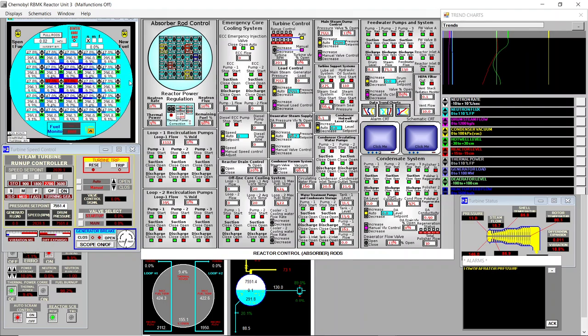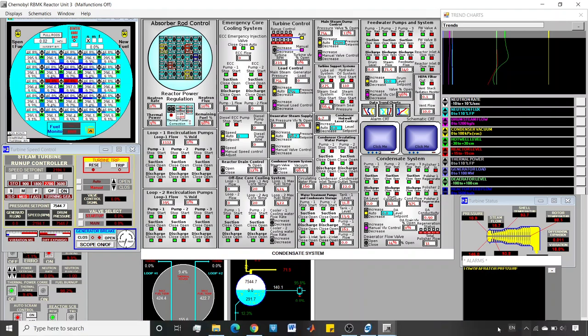Third, air ejector: you forgot to click it. And fourth, steam seal: you forgot to start the steam seal when it was time. Okay, I hope this solves your problems and you can go up to nominal power. Bye.